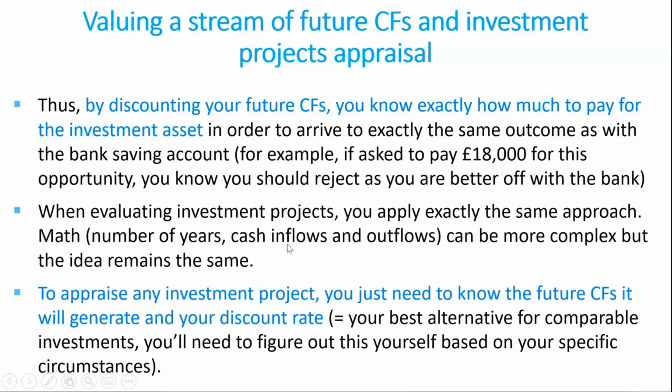You lay out all cash flows in a particular year, and you create a table describing what money you will need to pay, what will be your outflow, what money you will receive, what will be your income in each particular year, and then you add them up and discount using the appropriate discount rate. And that's it. So in order to appraise any investment project, you just need to know the future cash flows it will generate and your discount rate. So your best alternative. So what is your other alternative return which you can get in a comparable investment with a comparable risk?